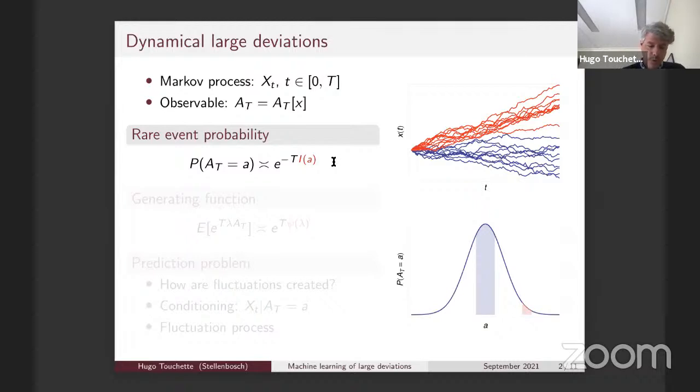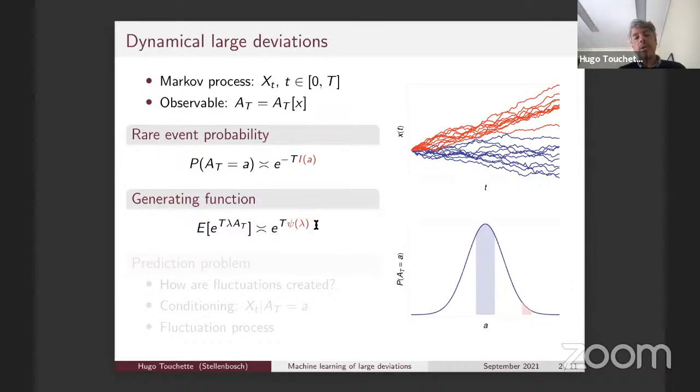And then often what we do is that we look at the generating function instead. So we take the expectation of the exponential of time, some real parameter that we call lambda, and then the observable. So this is a generating function. This is a Laplace transform. And if you know that the distribution scales exponentially, the generating function also scales exponentially with time, with some exponent that we call the scaled cumulant generating function. So it's a cumulant function because you would take the log of the expectation to extract that function.